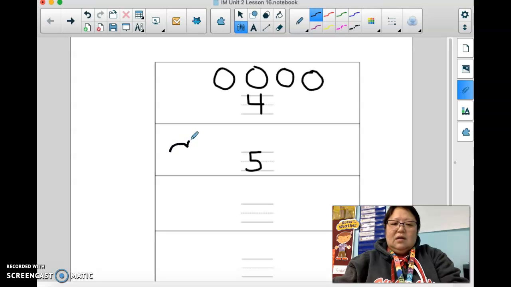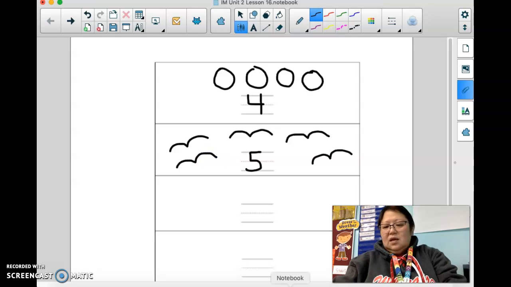Now, I'm not much of a drawer, so my birds look like this. But I know this is how I draw birds, so it was easy for me to remember that this would be my 5 birds.